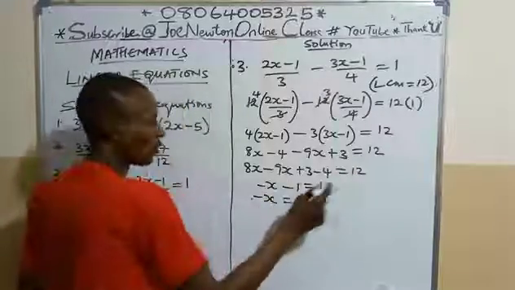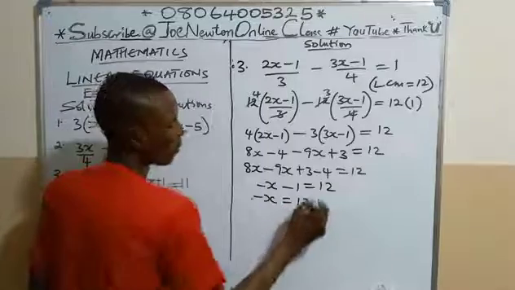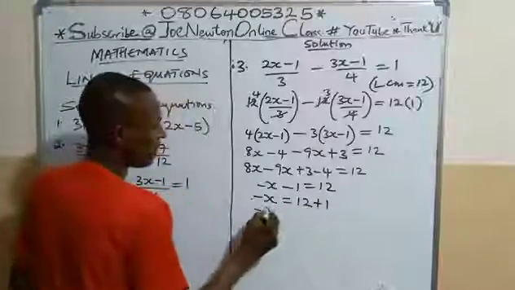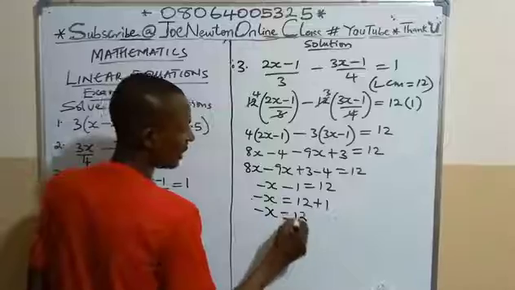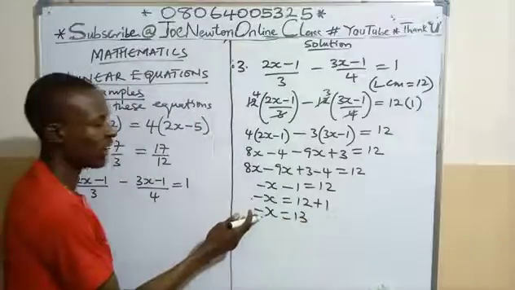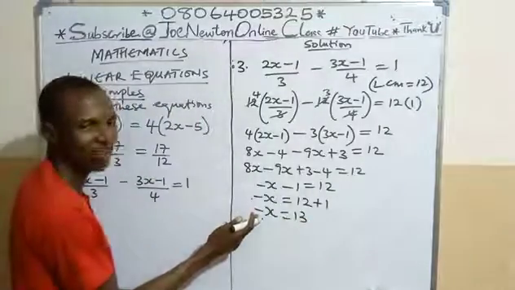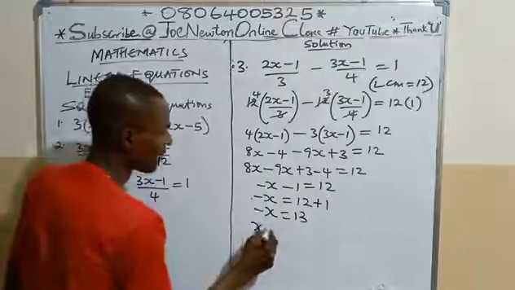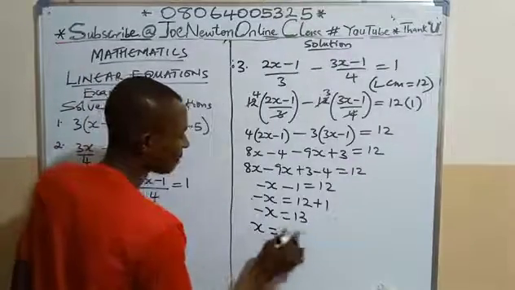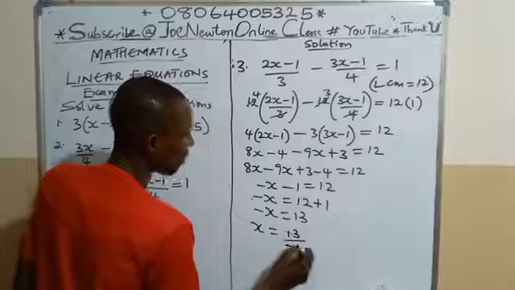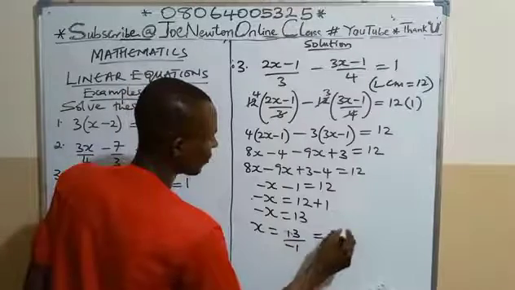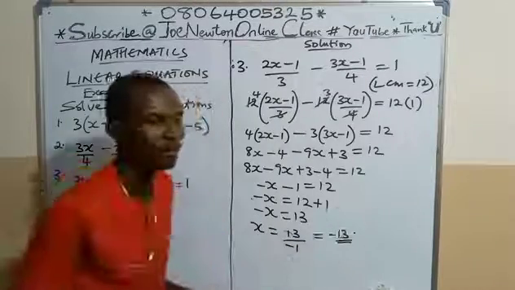This minus 1 cross over, it becomes what? Plus 1. Minus x equals what? 13. We have to remove this minus. Therefore, we divide both sides by coefficient of x, which is minus 1. So x equals 13 over minus 1, which is equals what? Minus 13. That is it.